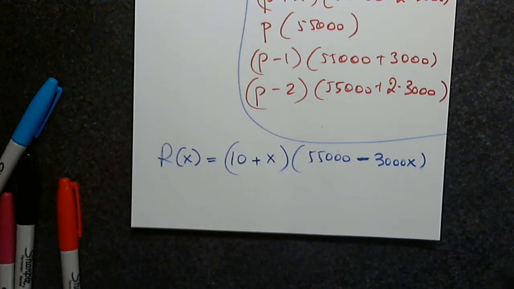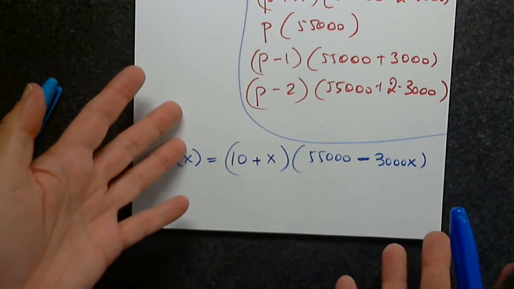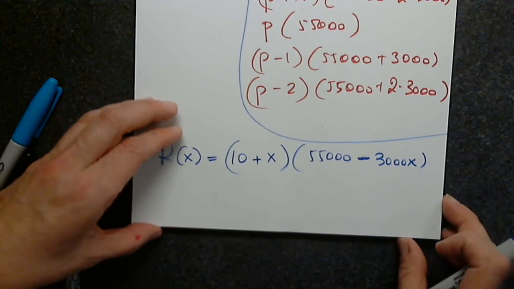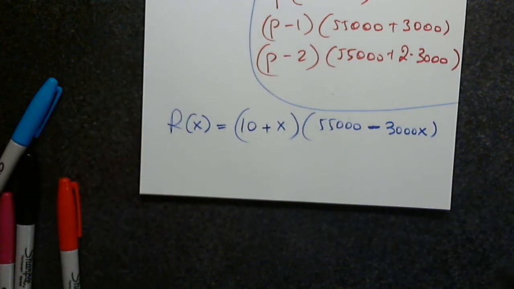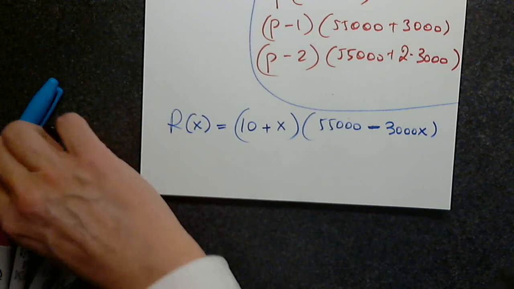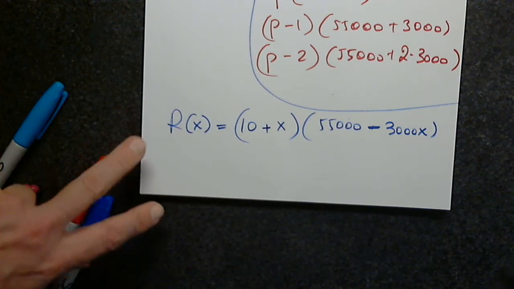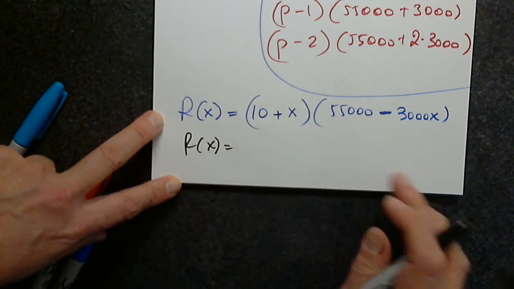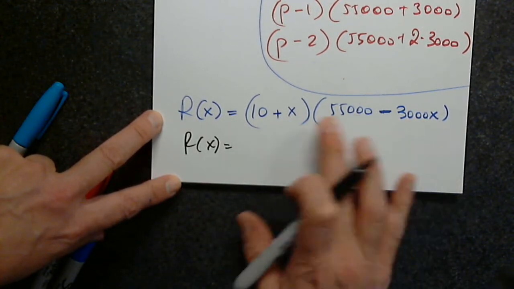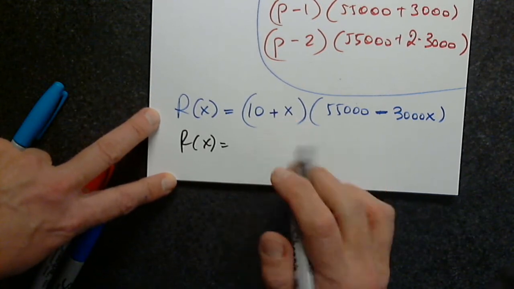Ready? Okay. Now we are going to distribute, and we are going to differentiate. We're going to set it equal to 0, and then we're going to come up with the price that the stadium should charge in order to get the maximum profit. Okay, so R of x. In other words, what should they do here? What should x be?